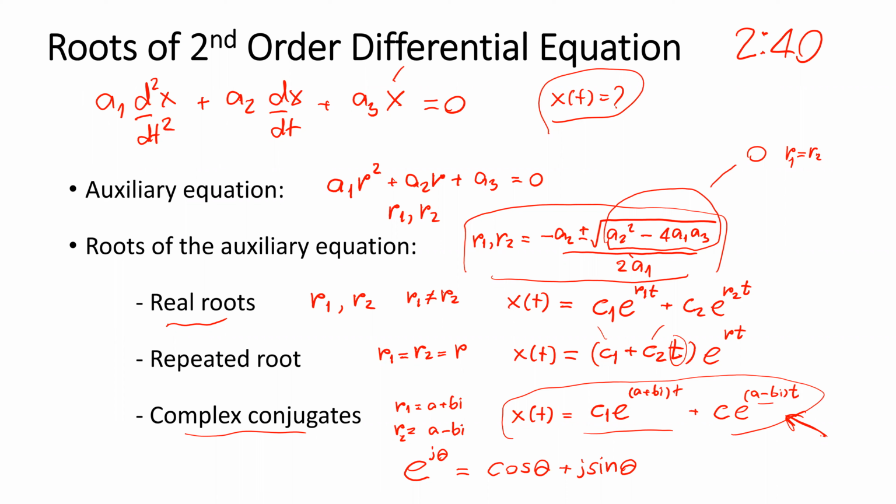So from this, x equal to the first coefficient multiplied by e power the first complex conjugate, the positive one, and C2 e power a minus bi. I think I forgot the time. Okay, t. How can we transform this by using the Euler identity?